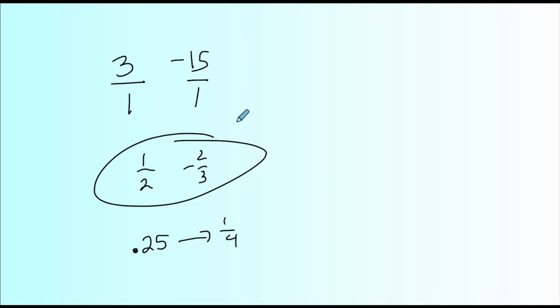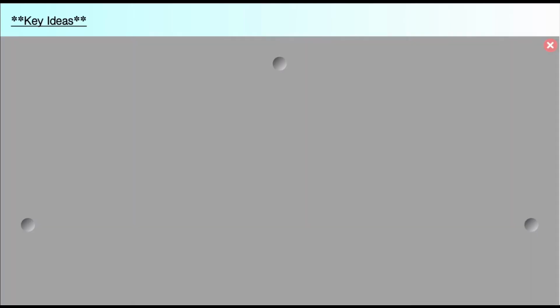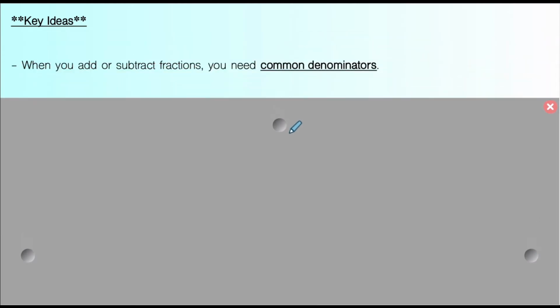Specifically, we're going to be looking at adding and subtracting positive and negative fractions. So the first thing I'm going to do is go over some key ideas related to the basics of fraction operations, without even negatives involved, and then we'll throw in the negatives. The first thing to remember is no matter what, whenever you add or subtract fractions, you need to make sure you have common denominators.